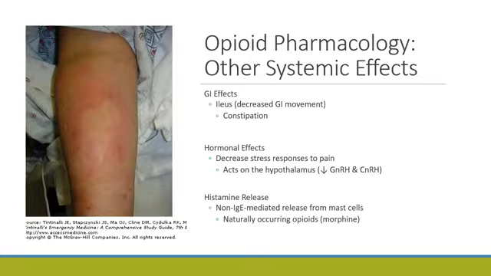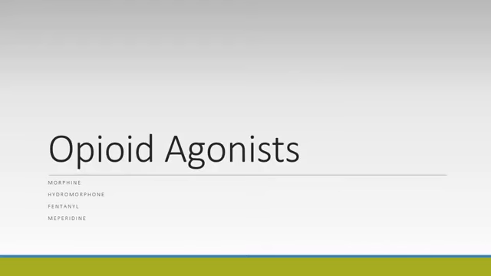This histamine is usually a non-IgE mediated release of histamine from mast cells. And it's really common with these naturally occurring opioids, things like codeine, morphine, heroin, things like that. The synthetic opioids really don't trigger this at all, so it's really more of a concern with these naturally occurring opioids. Moving on, we'll talk now about some of the more specific opioid agonists.